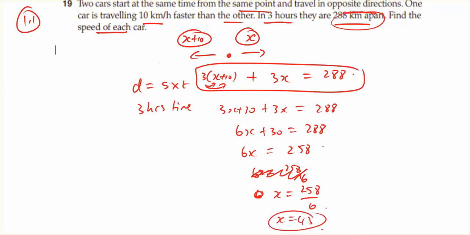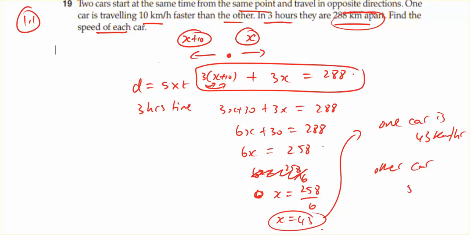So x represents the speed of one car. So one car is traveling at 43 kilometers per hour. The other car is traveling 10 kilometers an hour more, so it's at 53 kilometers per hour. So that's how you approach the problem.